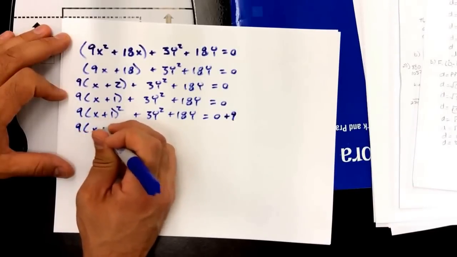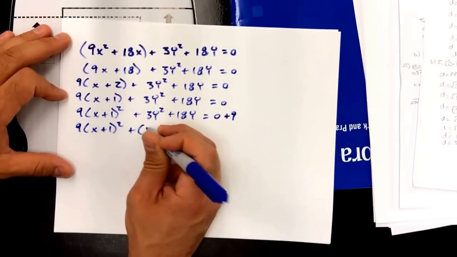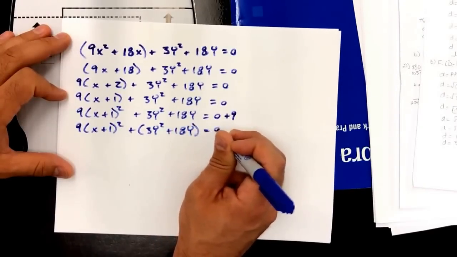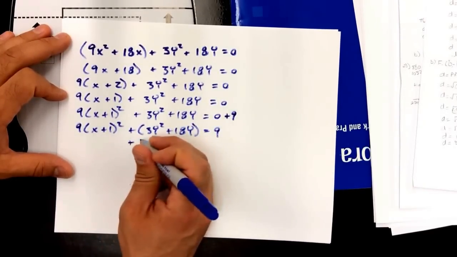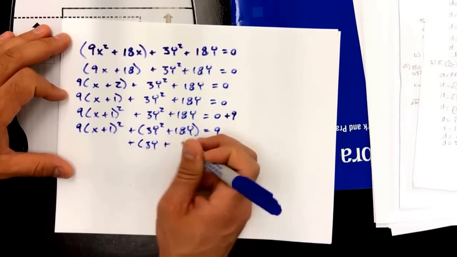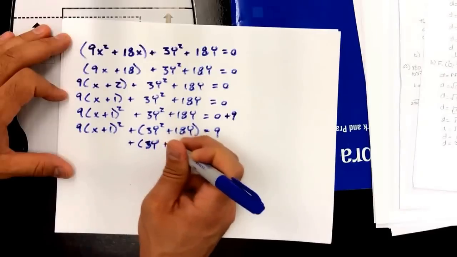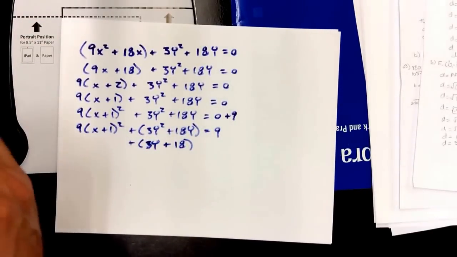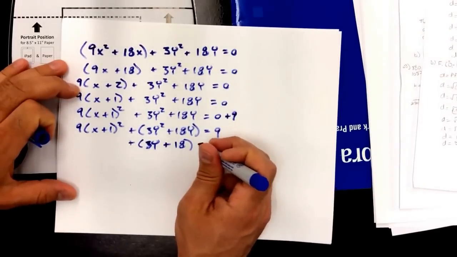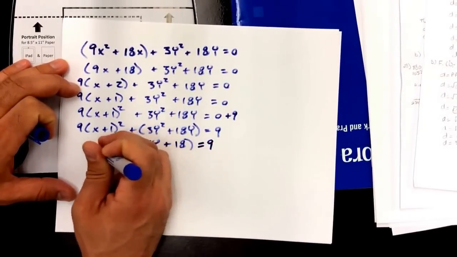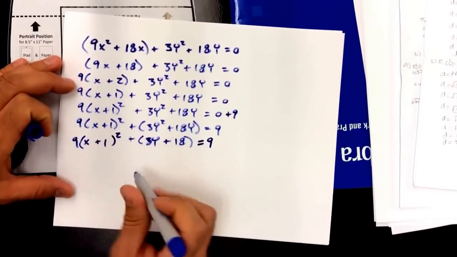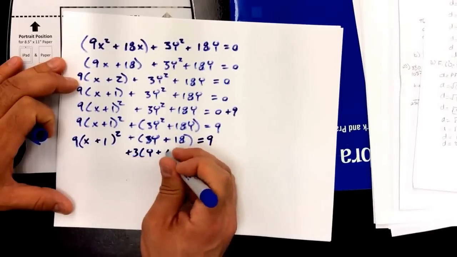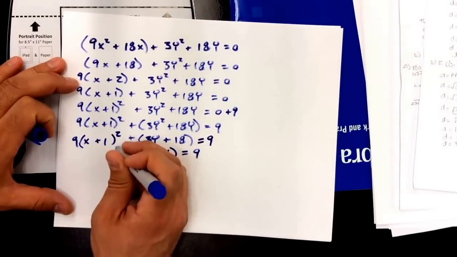Now I'm going to trap my y's. Drop a y from each. This says 3y plus 18. Everything else stays the same. I'm going to factor that 3 out. This becomes 6. Everything else stays the same.